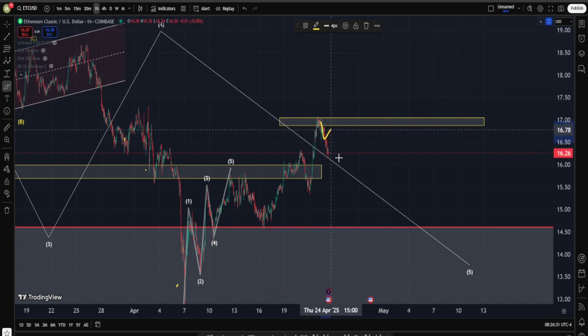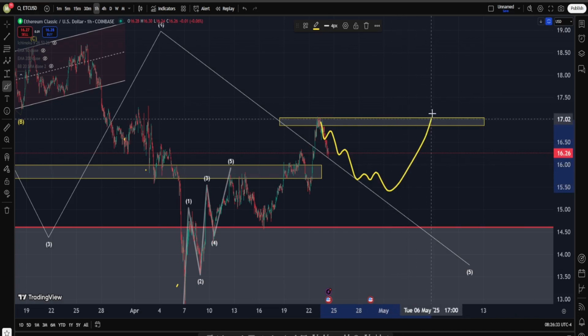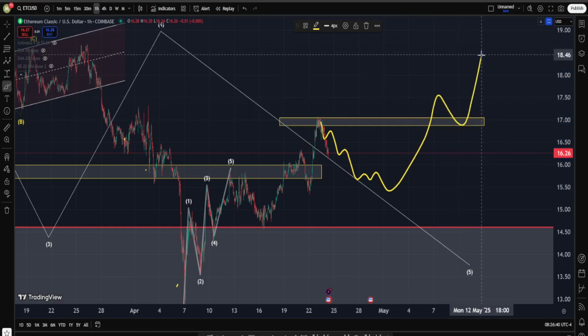Now, after this correction is over, I'm hoping that we get a relatively strong move up in ETC in order to go above this region, and then we do a pullback, followed by a continuation of the move up, and that could potentially open some doors to more upward price action. Maybe another 30 to even 40% move on the upside at that point could actually be in the cards.